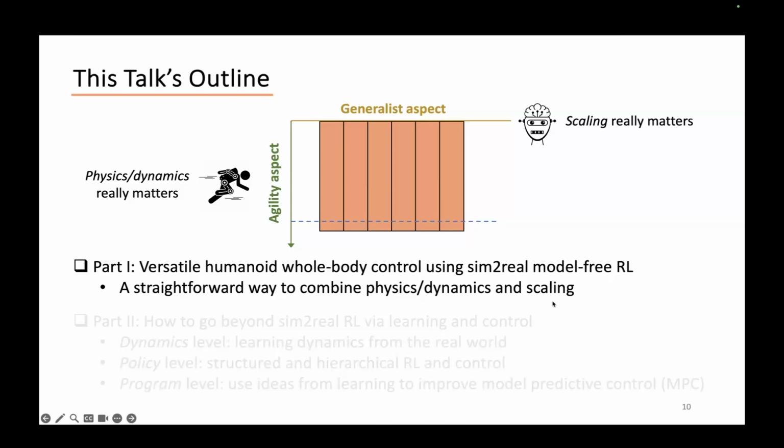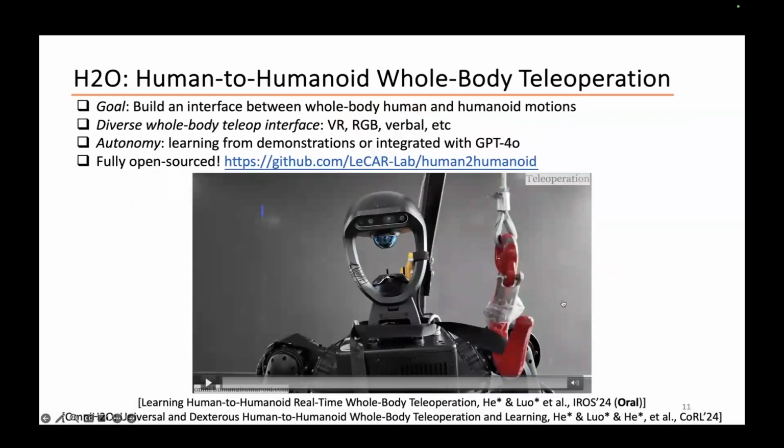Part one, humanoid whole-body control via Sim2Real RL. A representative project in this domain is called H2O, human-to-humanoid whole-body teleoperation. The goal of this project is to build an interface between the whole-body motion of a human and a humanoid. The original motivation of this paper is from the movie Real Steel, right? I watched the movie when I was a kid, and it's always been a dream to translate in real time what we can do to what a robot can do. That's why we started this project in 2023.